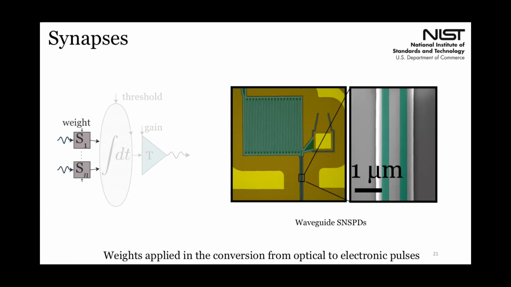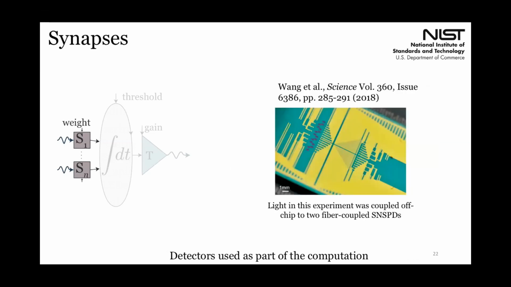However, we found in our simulations in the simple hardware platform that we could actually apply weights directly during the conversion simply by changing the bias current on one of these detectors. And so that's what we're doing in this simple version. These detectors were also used in this experiment that I keep coming back to as my example comparison experiment. Light in this experiment was coupled off chip to 2 fiber coupled SNSPDs rather than waveguide coupled SNSPDs.